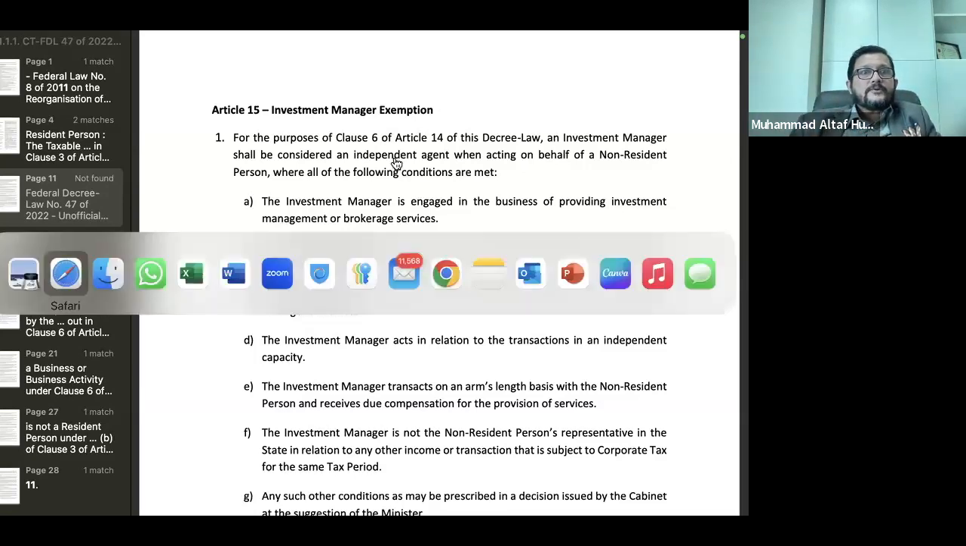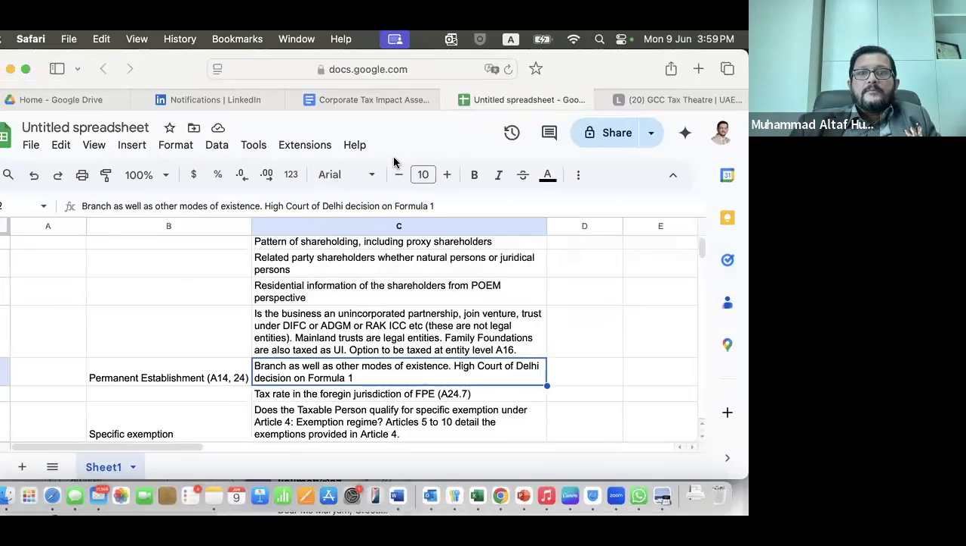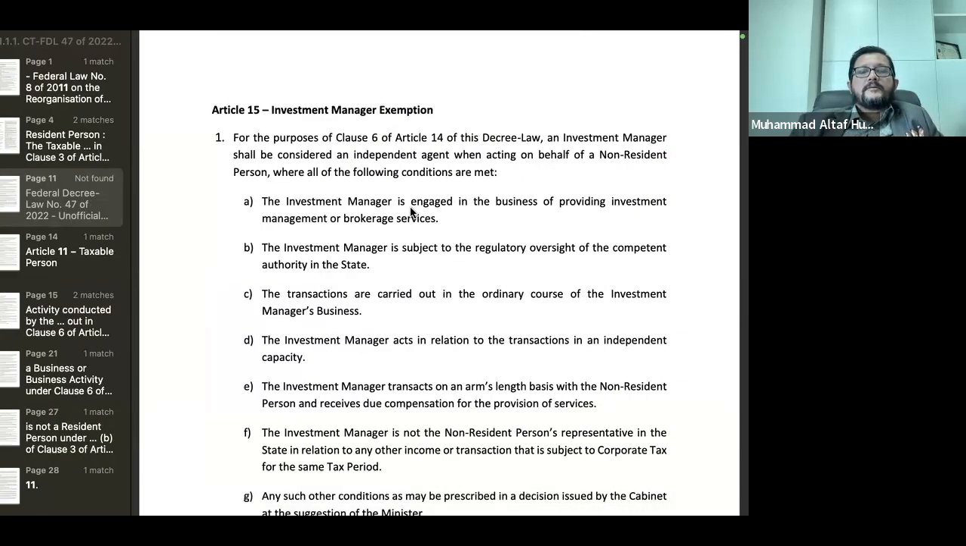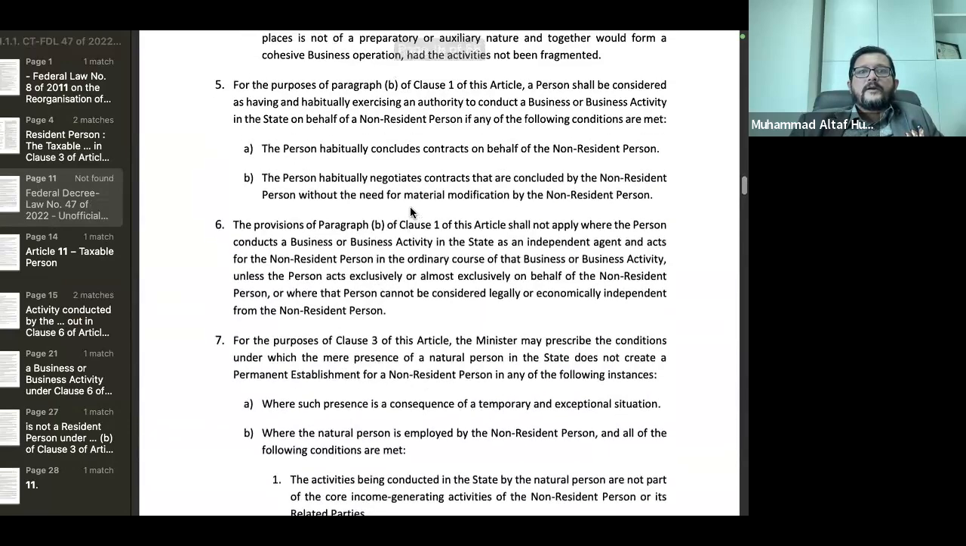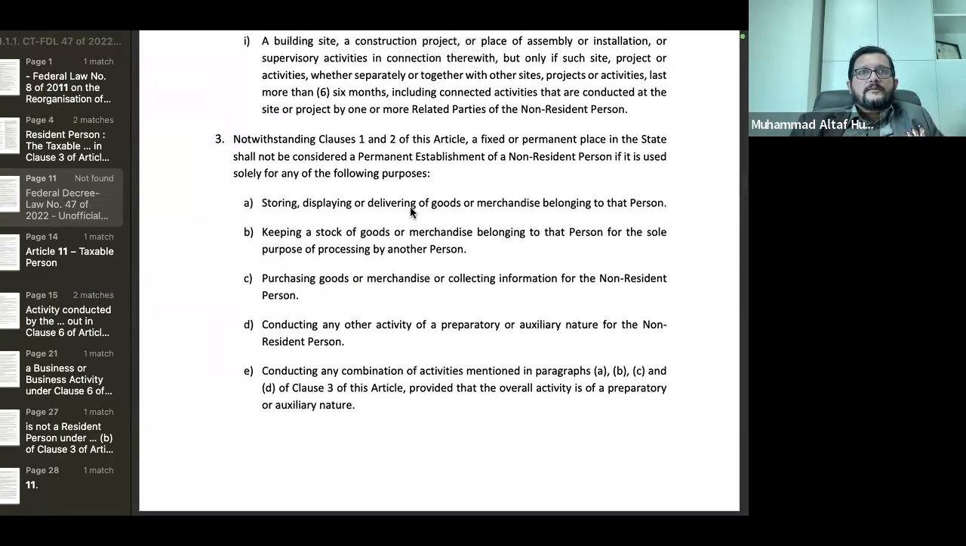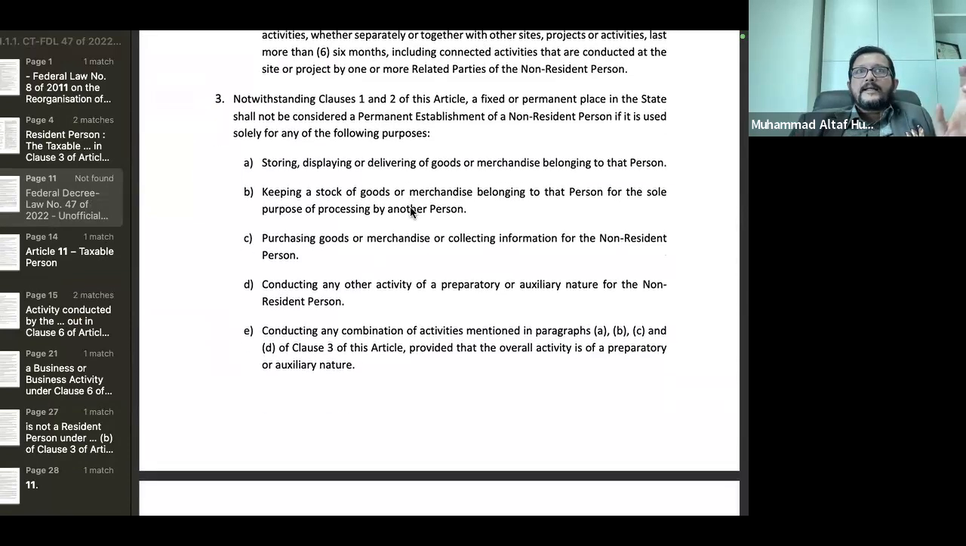Actually, this dependent agent we should mention clearly with clarity. Branch, dependent agent. What was another form of permanent establishment? Exactly. So here we have nexus. But in case of UAE, the nexus has been restricted to immovable property only. But the UAE corporate tax law is silent on digital nexus.